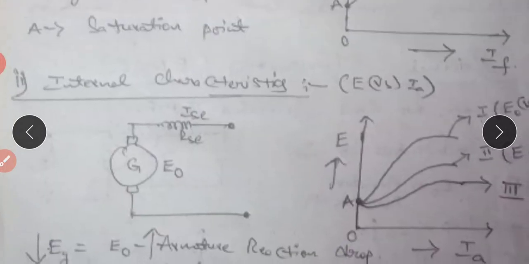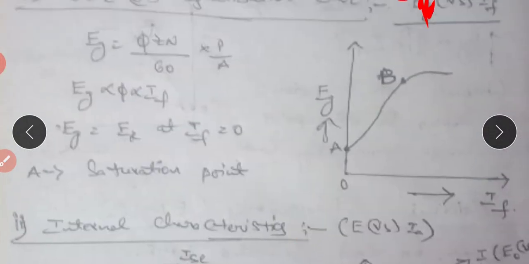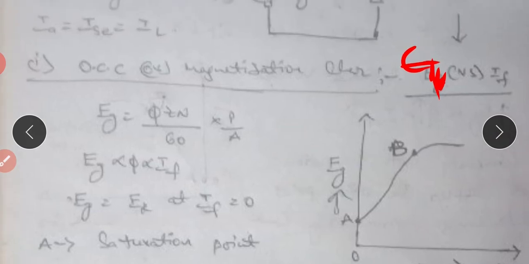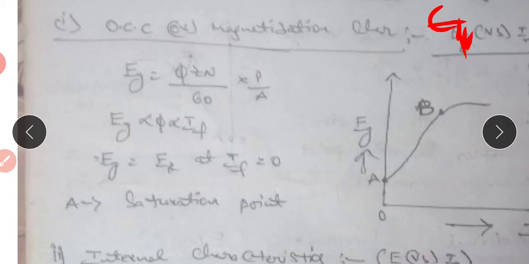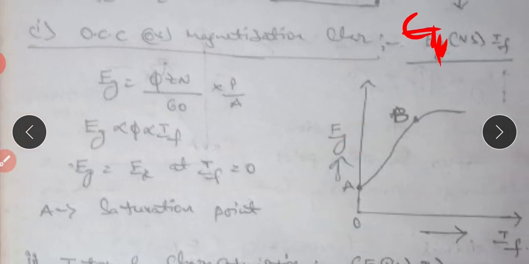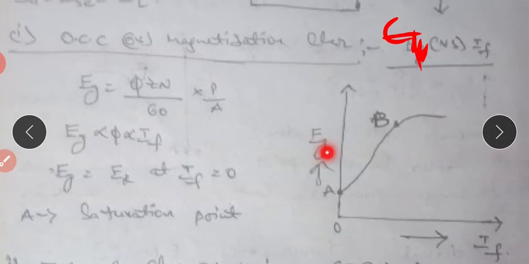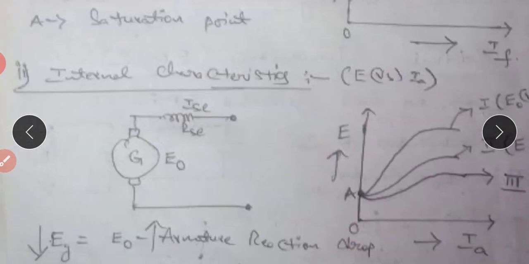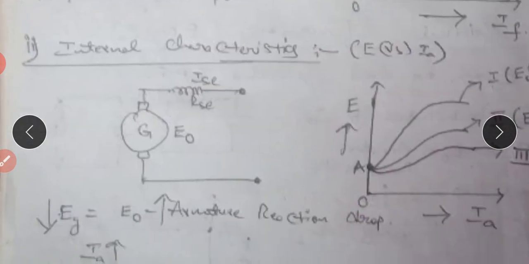So next one, internal characteristics. Okay. So in open circuit characteristics, here it is not EG, this is the EG formula but it is E0. Or directly we can note this one is the E0 value, the no load generated EMF. Here also E0. In all OCC graphs, I wrote EG. It is not EG, it is E0, the no load generated EMF. Please change that one. So next one, internal characteristics.